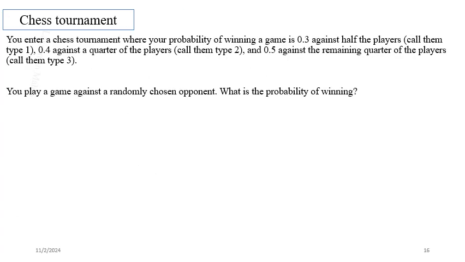Now another problem is here, chess tournament. So suppose you enter a chess tournament where your probability of winning a game is 0.3 against half of the players. The half of the players, you call type 1 players. Then you are having probability of winning 0.4 against a quarter of the players. We call them type 2 players. Then you are having probability of winning 0.5 against the remaining quarter of players. So we call them type 3 players. So you play a game against a randomly chosen opponent. You have to compute what is the probability of winning.